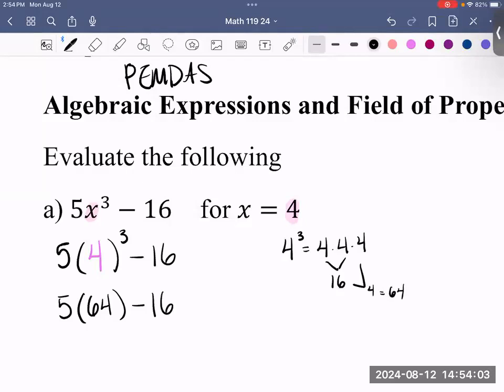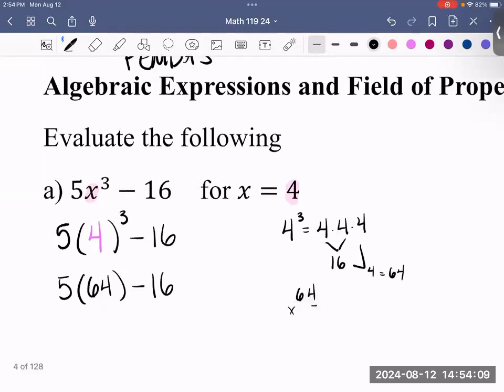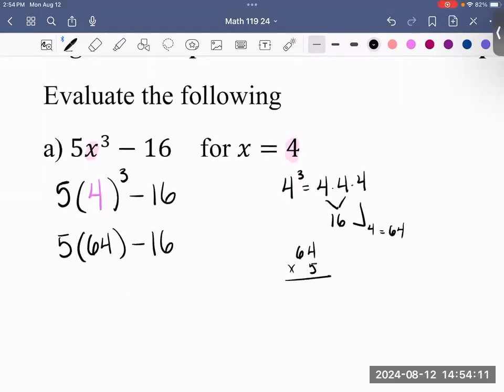We then get to do your multiplication, and there is nothing wrong with the old school multiplication. So we have 20, we have 30, 32. So you got 320 minus 16. Again, old school subtraction if you need it, 304.